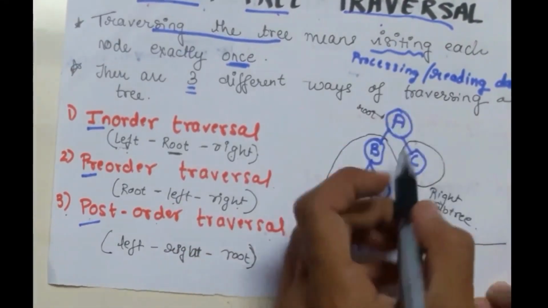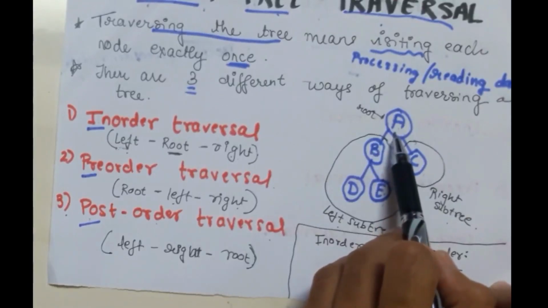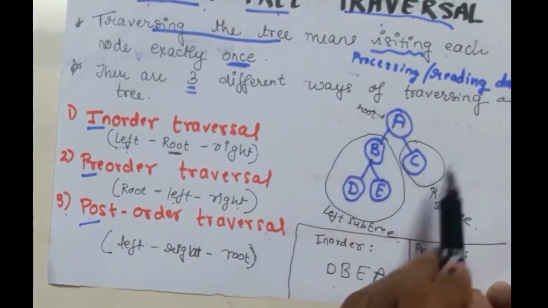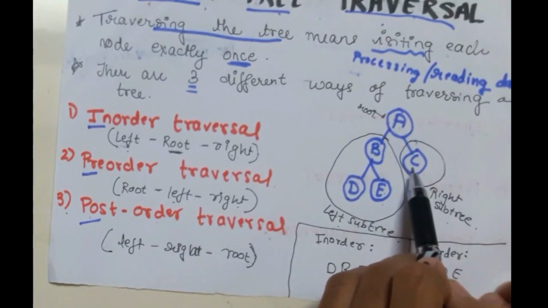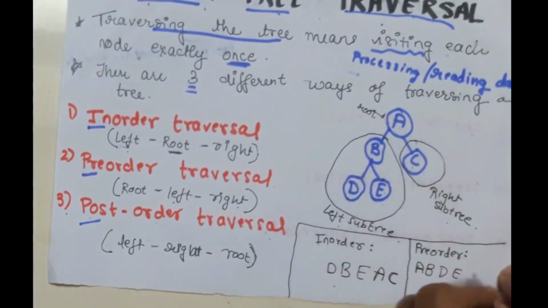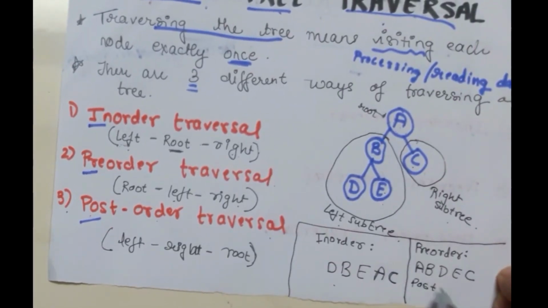Then we'll go back. We'll come to our main root node, that is A. Then we'll go into its right part. It contains only one node, C. Okay. And then last is the post order.